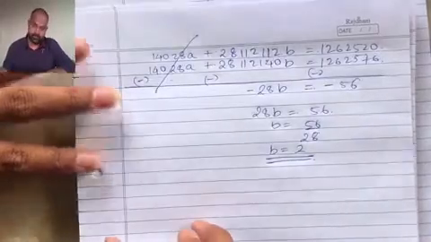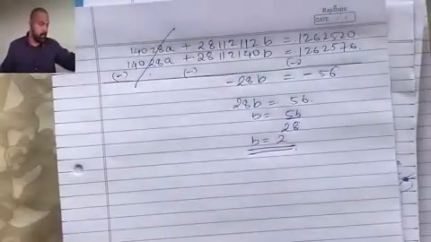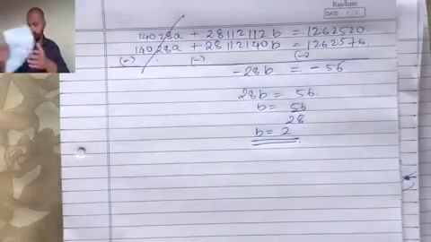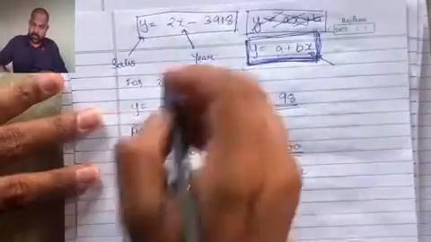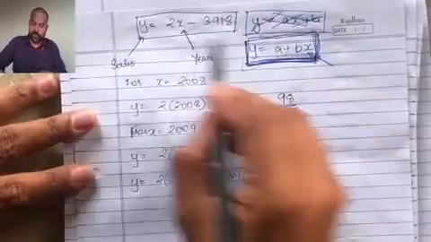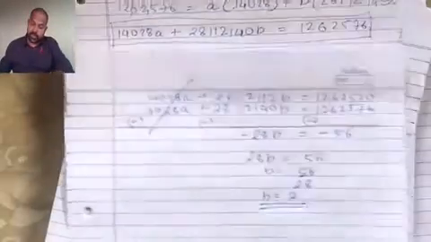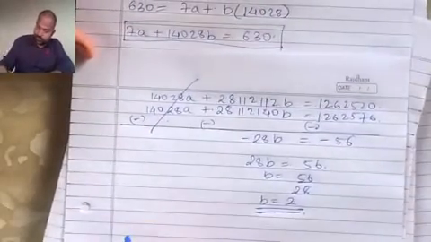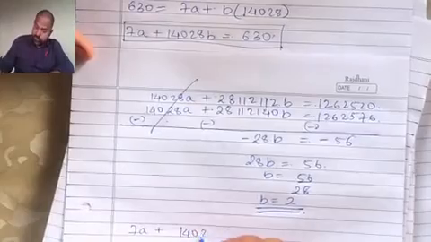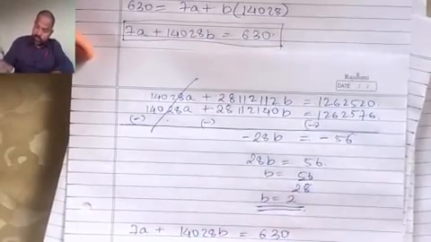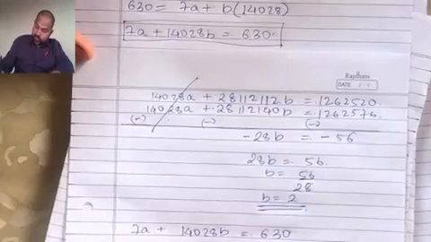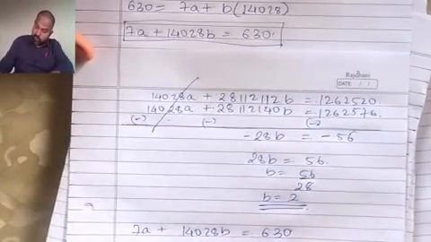Didn't you find the value of b? Yes. Hadn't we also found the value of b? What was our value of b some time ago? Well, our value of b some time ago was also 2. Wasn't this our value of b? The coefficient of x. Let's substitute the value of b and find the value of a. So I am taking one of the two equations. The one equation is this, which is 7a plus 14028b is equal to 630. So 7a plus 14028 into 2 is equal to 630.